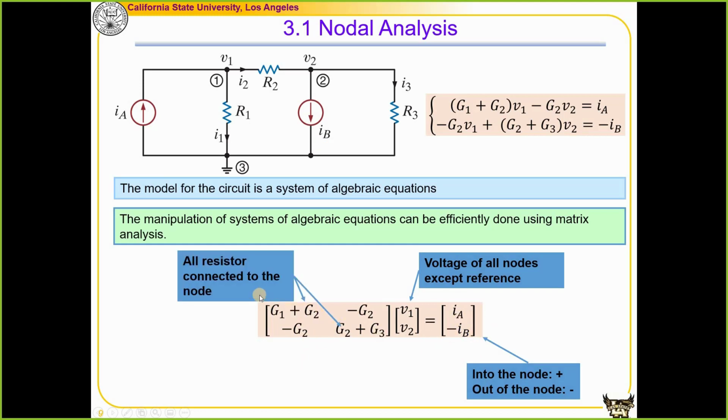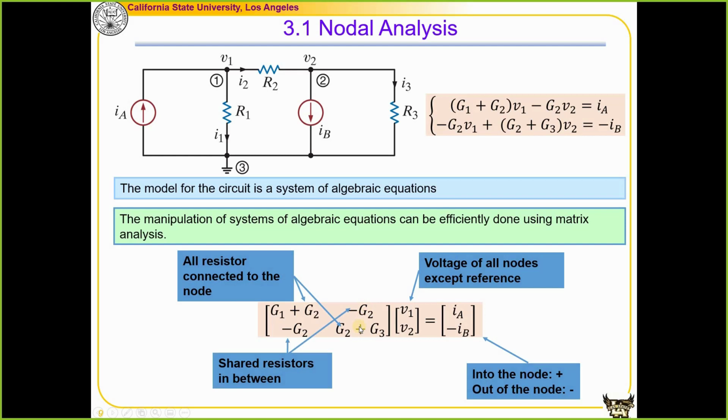And the coefficients for the diagonal entities are simply the summation of the conductance of all the resistors connected to those nodes. There are two resistors connected to node V1, which are R1 and R2. This is why we have G1 plus G2. Similarly, there are two resistors connected to node V2. We have R2 and R3. This is why we have G2 plus G3.